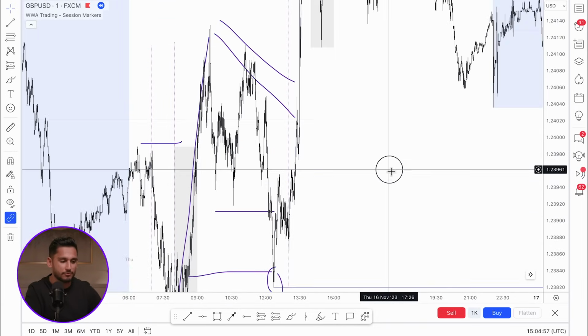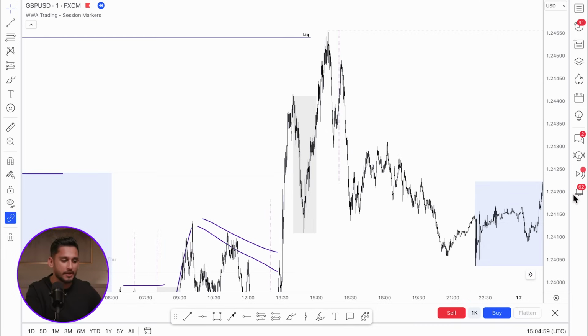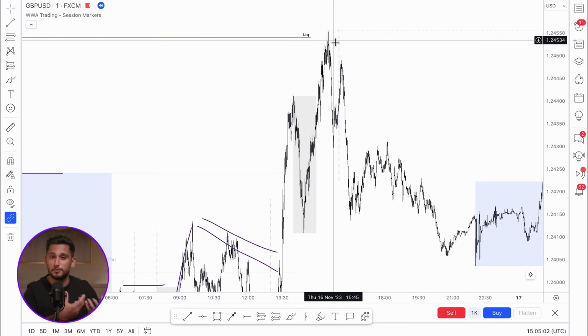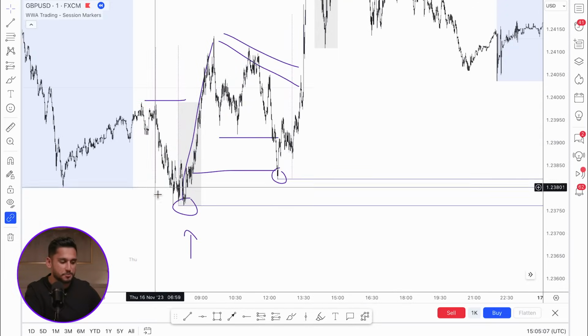But now we know that we have grabbed more liquidity. We have an inducement high right here. So when we have an inducement high, that is fuel. So this is going to potentially take over the buying power that was previously here, this previous buying power.